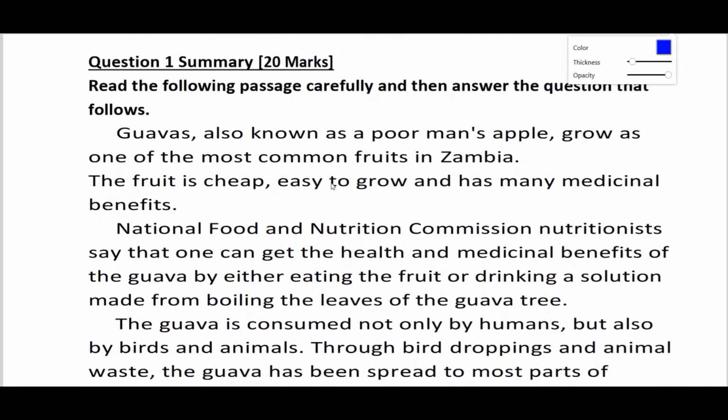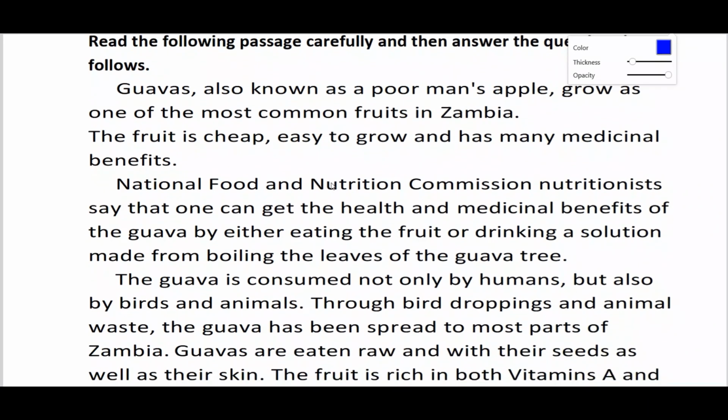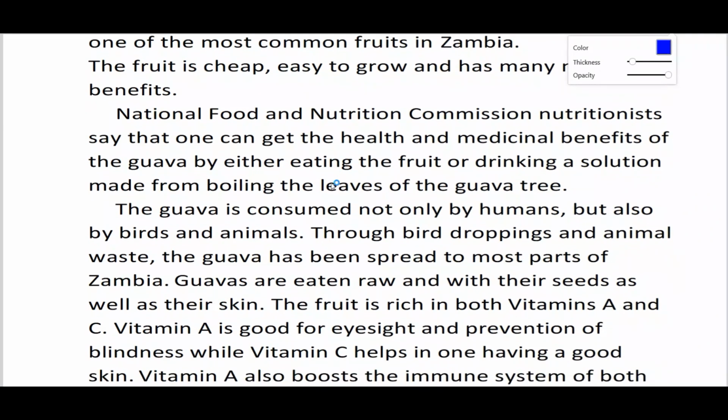So we're going to look at the first paragraph. Guavas, also known as poor man's apple, grow as one of the most common fruits in Zambia. The fruit is cheap, easy to grow, and has many medical benefits. So from the first paragraph, we don't have the point. This is just the description of the guava, and also that it's common in Zambia. Now let's try to look at paragraph 2. Maybe we can get something from there.